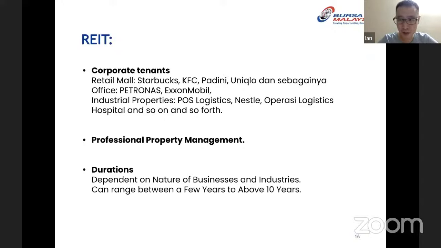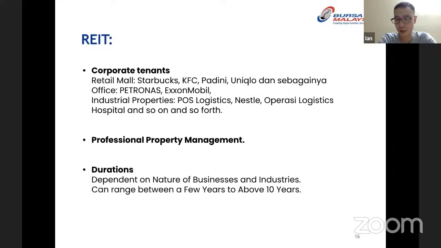And when it comes to the duration of tenancy, this actually depends on the nature of businesses and the nature of the industry themselves. So for retail REITs, for retail properties, usually the duration of these tenancies will be somewhere between 2 to 3 years. But when it comes to hospitals, I'm not saying KPJ, they could stretch for a very, very long time. Like for example, Sunway Medical Centre, the tenancy can go up to 10 years.